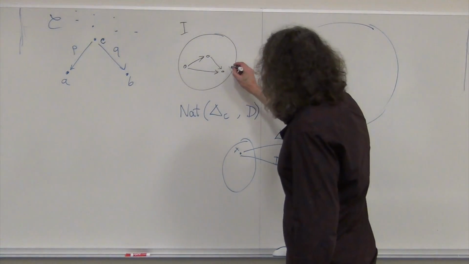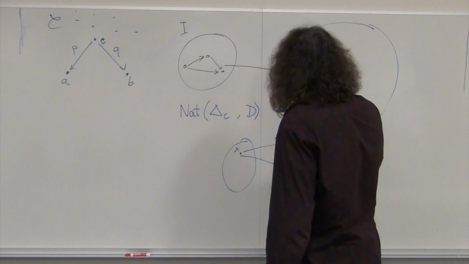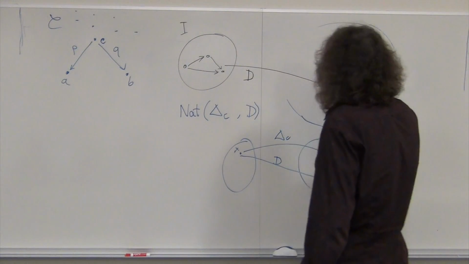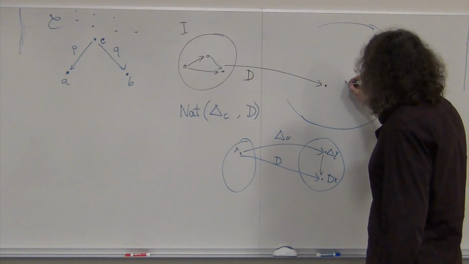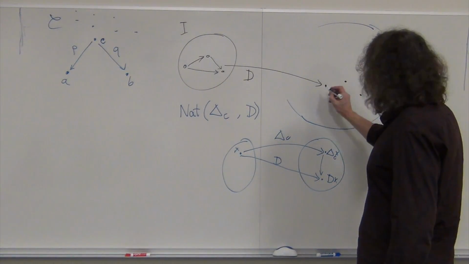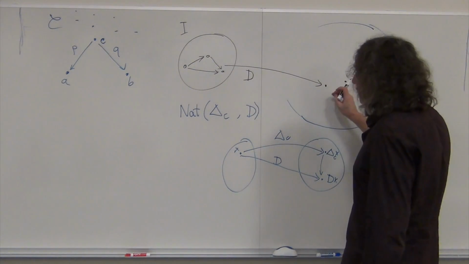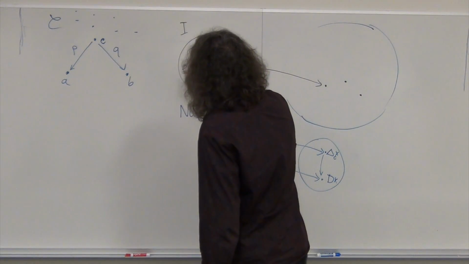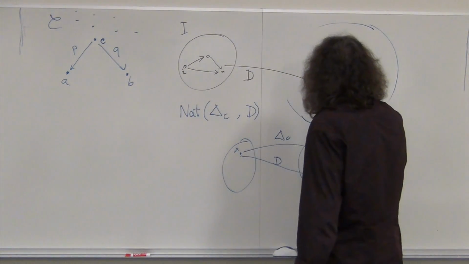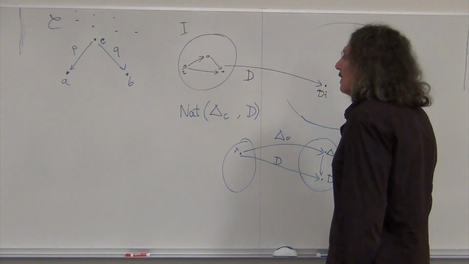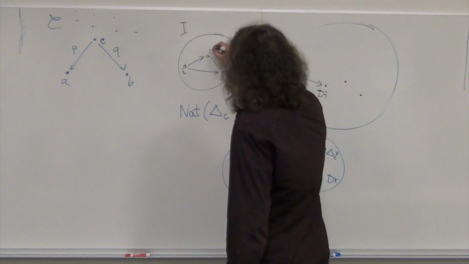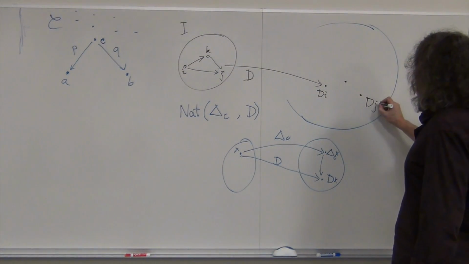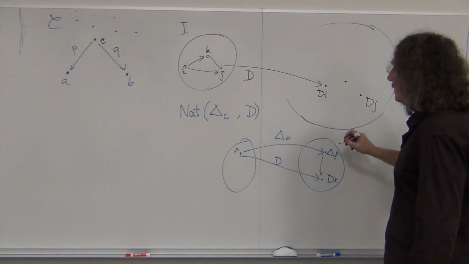Now we define a functor, again call it D, and it will pick objects from this category, right? So let's call this object I. This will be Di. Okay, I, J, K. This is Dj, this is Dk, and so on, right?